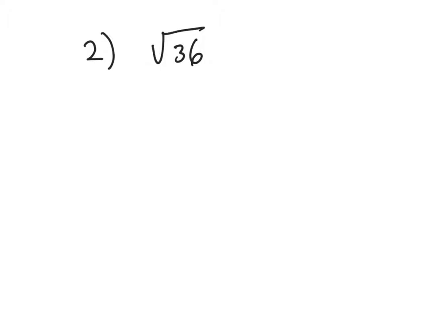On number 2, it's asking us to do the square root of 36. So when you do square root, you're trying to find a number that you multiply by itself to get 36. And that's actually going to be 6 times 6, or negative 6 times negative 6. But usually, unless they ask you for the negative answer, you're just going to write down the positive one.